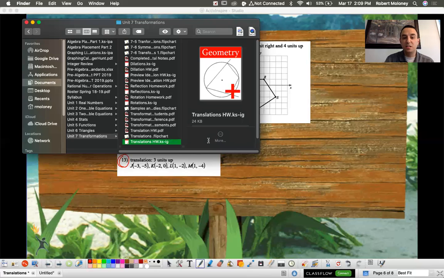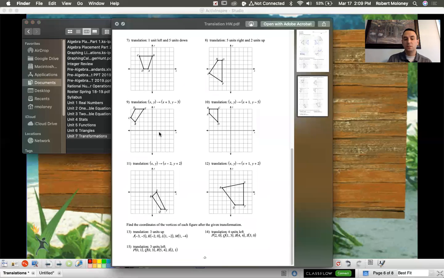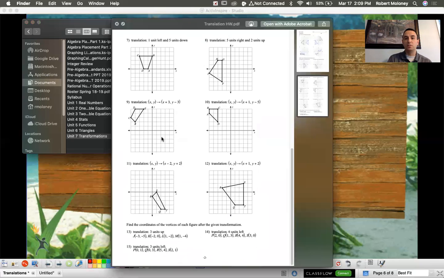We're going to do 1, 5, and 13 right now. So I don't need this three anymore. This is what's due tomorrow, the whole first sheet. All right, what you see on the screen.